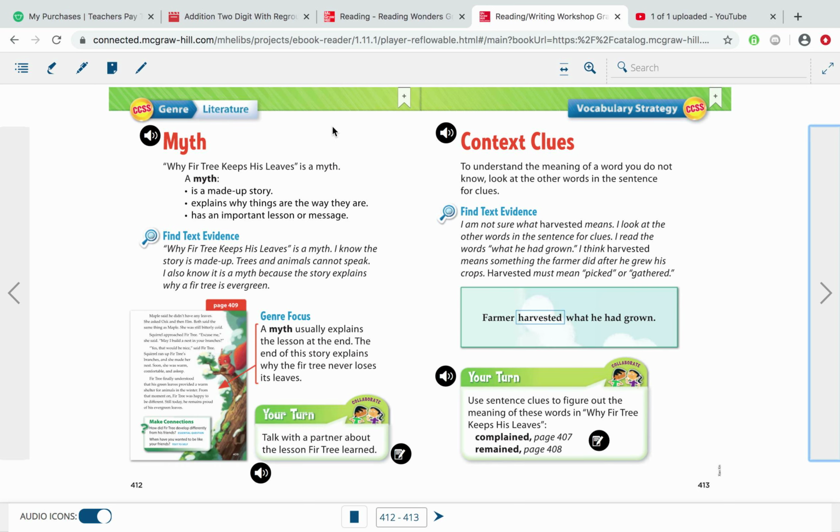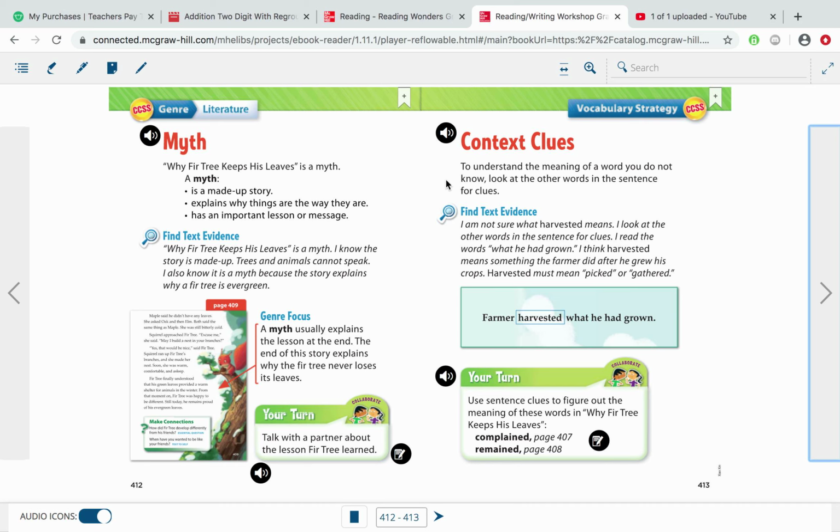Now, here's our genre. This is exactly what I wanted to talk to you guys about. We've not read any other myths yet this year. Why Fir Tree Keeps His Leaves is a myth. A myth is a made-up story. It explains why things are the way they are. And it has an important lesson or message. And one of our exit tickets, I believe, focuses in on a myth and what are the three parts of a myth. And you'll find this on page 412.